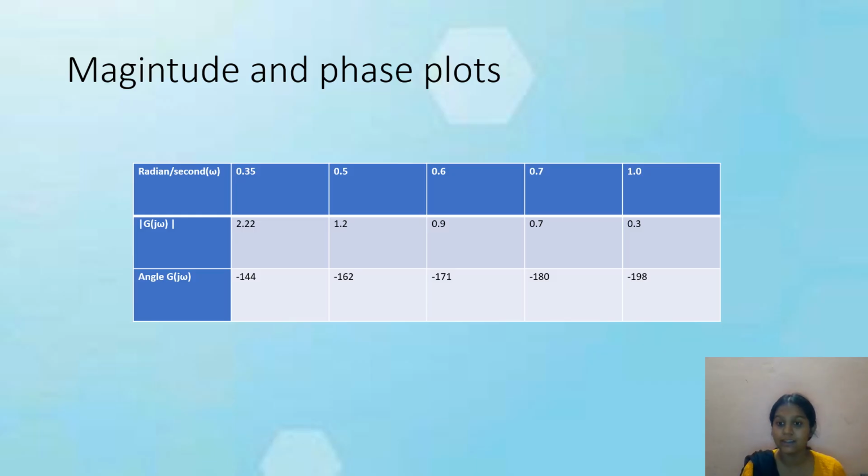Before this slide we have seen the magnitude values, right? So in that we place this omega value and find out the magnitude of the given transfer function, and also the angles that are given in this slide. This is 2.2, 1.2, 0.9, 0.7, 0.3, and here minus 144, minus 162, minus 171, minus 180, and minus 196 for the given omega values.